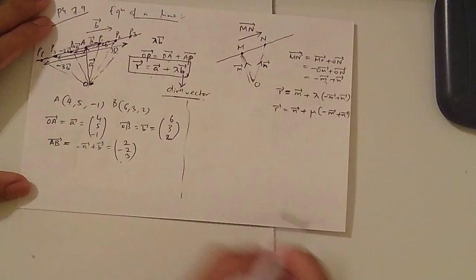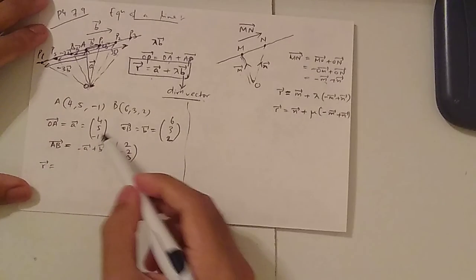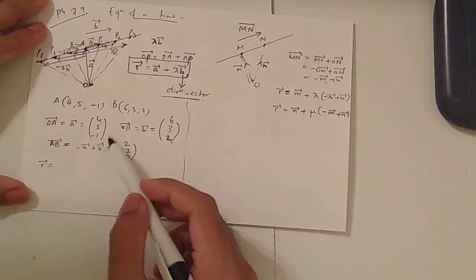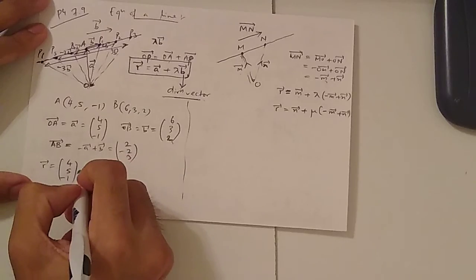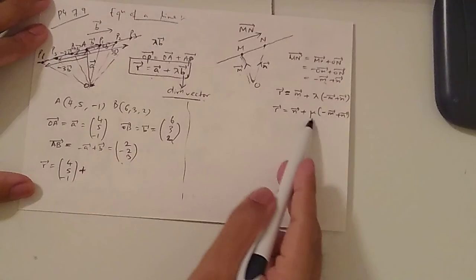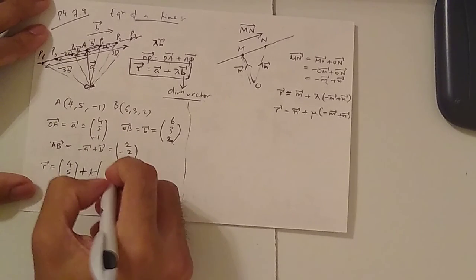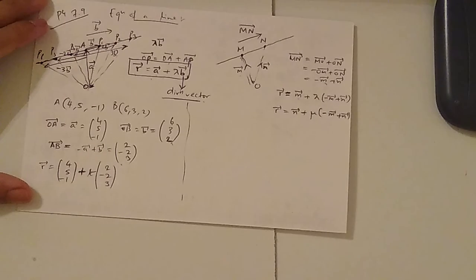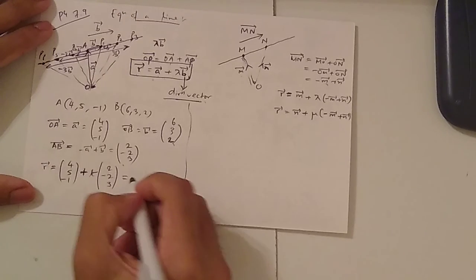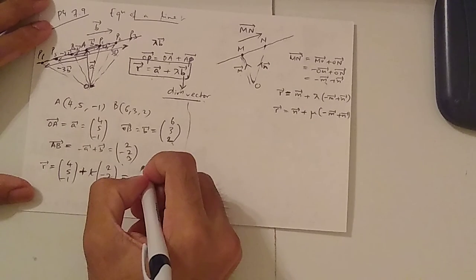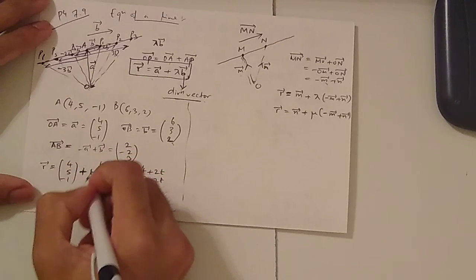Once you get this, the rest is using the formula. So r is equal to, you can use A or B, it does not make a difference. Let's use A for the time being. We have 4, 5, minus 1 plus, you can use lambda, mu, it does not make a difference what parameter you use. We can use t as well, times 2, minus 2, 3. So r is equal to (4, 5, minus 1) plus t times (2, minus 2, 3), and you can simplify this expression if you want to. This becomes (4 plus 2t, 5 minus 2t, minus 1 plus 3t).